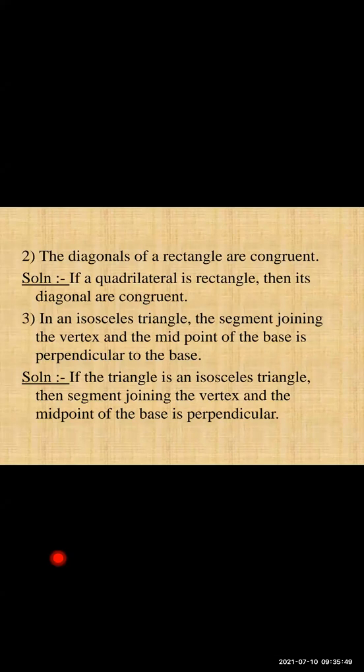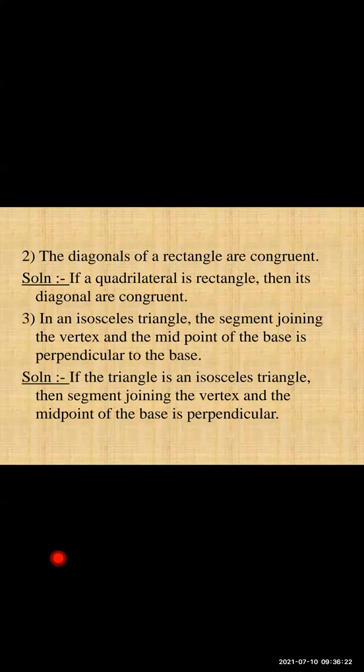Third example. In an isosceles triangle, the segment joining the vertex and the midpoint of the base is perpendicular to the base. We know that in an isosceles triangle, whatever segment we draw from one vertex which joins the midpoint of the base, it is perpendicular to the base. It is always perpendicular to the base. So we have to convert it into a conditional statement. And how are we going to write it?